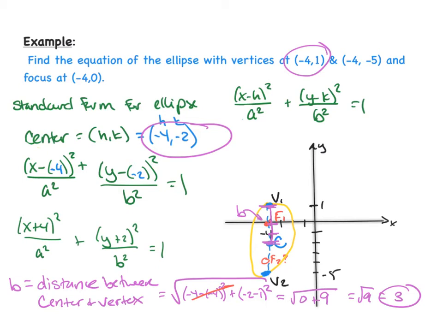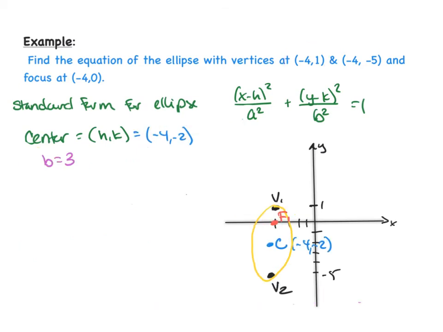Totally get we could have counted. Perfectly fine to count. 1, 2, 3. But good practice for the distance formula. So remember, this was our b. So now we know, in addition to all this other information, that our b is 3. Okay, so let me clean this up and plug that information in. Much better. Okay, so our center was -4, -2. Our b is now 3, so I know I have x plus 4 squared over a squared, y plus 2 squared over 3 squared, which is 9.